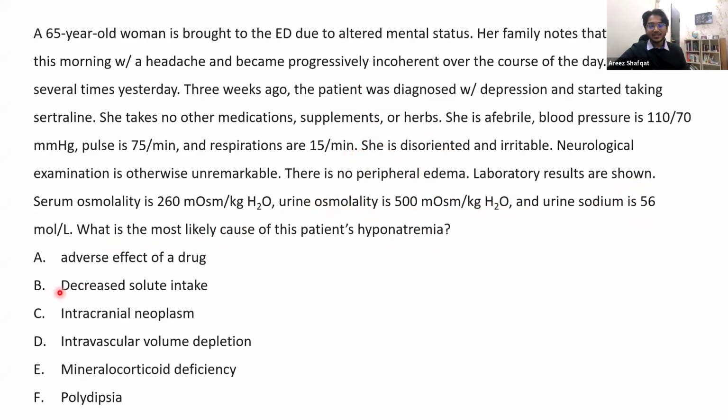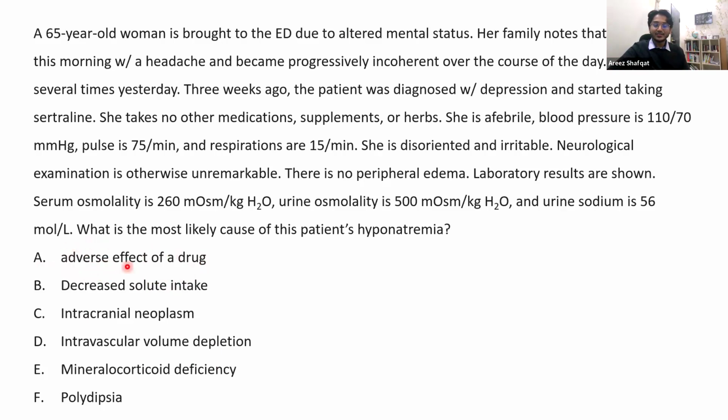The only thing which causes SIADH in all of these options is adverse effect of a drug. And SSRIs are a classic cause of SIADH. Other drugs include carbamazepine, stuff like that, anti-epileptic drugs, okay?